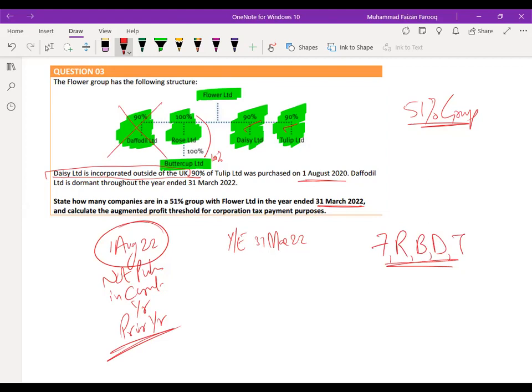That's the difference. Sorry? But I do have a question. Yeah, please. While trying to find the size of the company, we are taking the dividends of non-group companies, right? And the augmented profit, yes, I know.